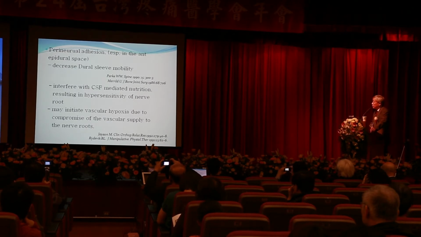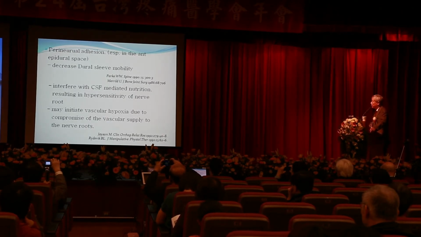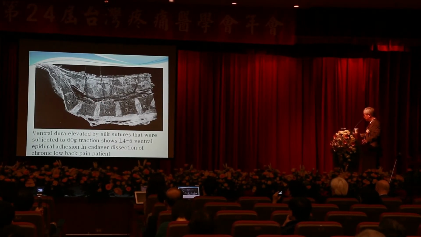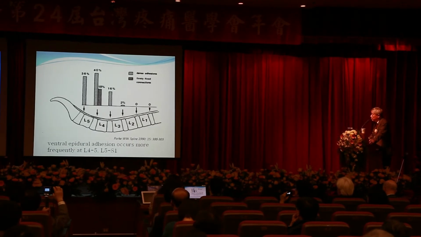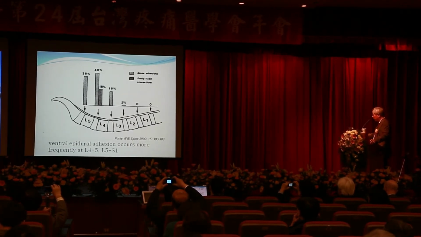So perineural adhesion usually decreases neural mobility, which interferes with CSF-mediated nutrition, resulting in hypersensitivity of the nerve root, and may initiate vascular hypoxia due to compromise of the vascular supply to the nerve root. As you can see in this dissection of a chronic lower back pain patient, we elevate the dura with silk sutures subjected to 60-gram traction, and it shows L4-5 ventral epidural adhesion around here. Ventral epidural adhesion occurs more frequently at L4-5 and L5-S1 as well.